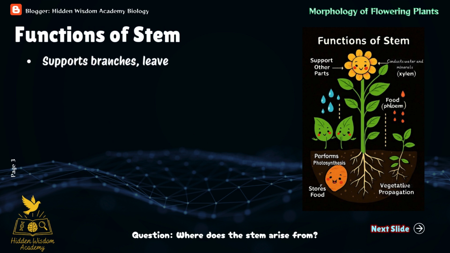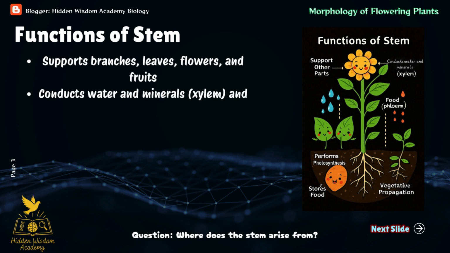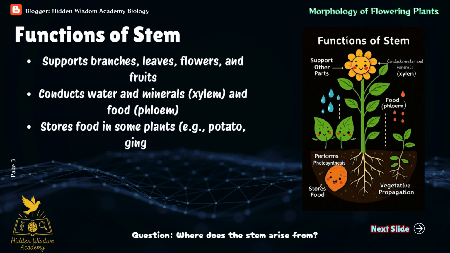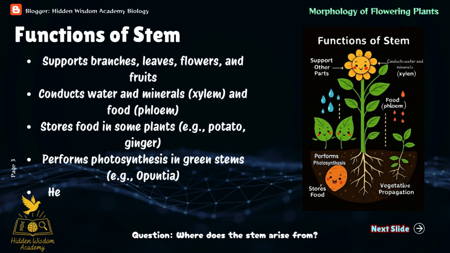Let's talk about functions of stem in detail. The stem supports branches, leaves, flowers, and fruits. It transports water, minerals, and food through xylem and phloem. In some plants like potato and ginger, it stores food. Green stems like opuntia can do photosynthesis. Stems can also reproduce new plants by vegetative propagation, as in sugarcane and potato.